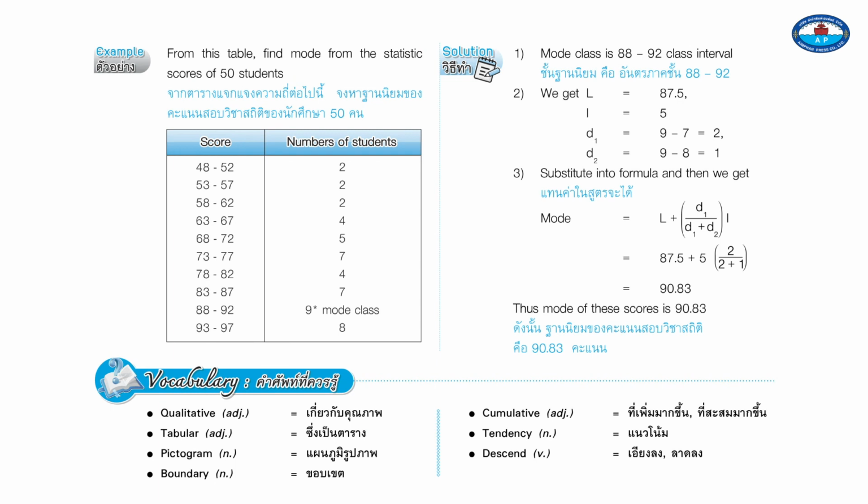Vocabulary: qualitative, tabular, pictogram, boundary, cumulative, tendency, descend.